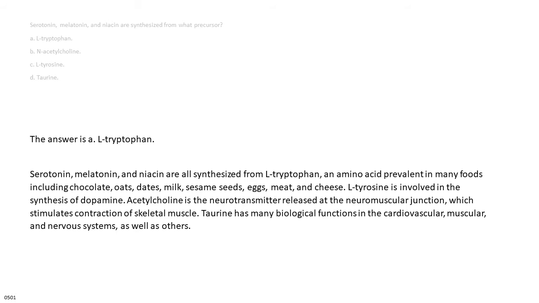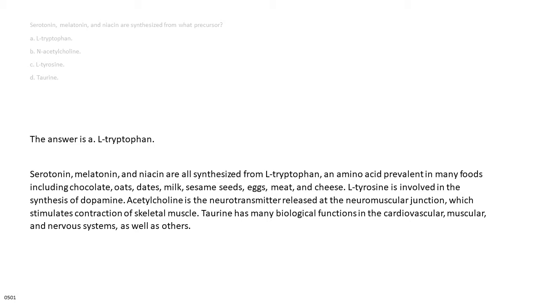The answer is A. L-tryptophan. Serotonin, melatonin, and niacin are all synthesized from L-tryptophan, an amino acid prevalent in many foods including chocolate, oats, dates, milk, sesame seeds, eggs, meat, and cheese.